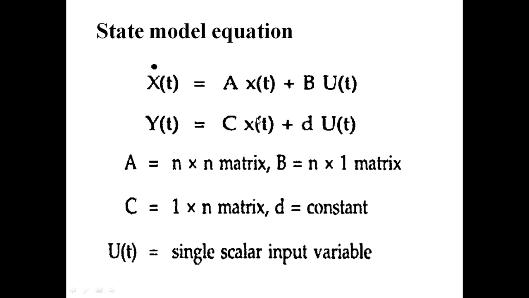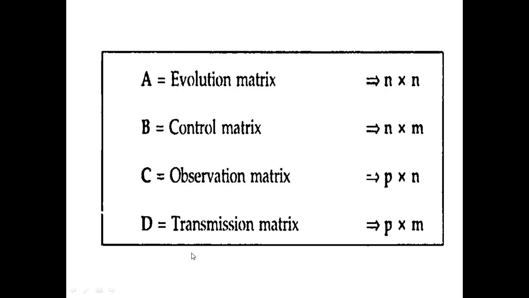Again, this is input and this is the state variable vector. And see here, A is also a matrix, but the matrix size is n cross n, and B is also a matrix, but the matrix size is n cross 1. This is a column matrix, and C is also a matrix. This is a 1 cross n matrix, means C is a row matrix, and D is a constant term. So u of t, I already told, is the input variable. And we can call this A matrix the evolution matrix, B matrix the control matrix, C matrix the observation matrix, and D matrix the transmission matrix.